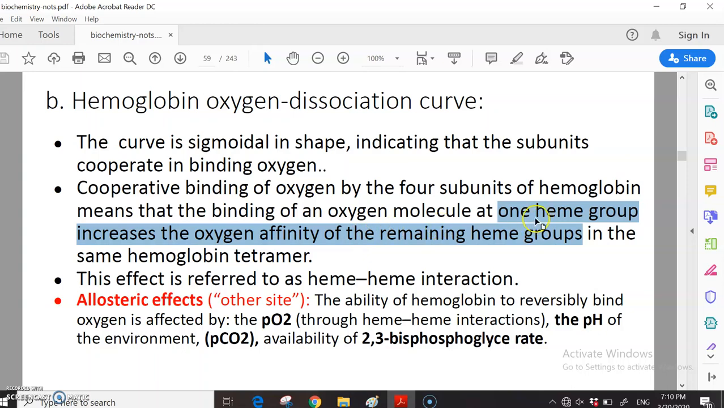We will find that the first oxygen molecule increases affinity. The second oxygen molecule bound to the second unit increases the affinity more and more. The third will increase the affinity nearly up to 300%, speeding up the binding of hemoglobin to the oxygen molecules. This effect is referred to as heme-heme interaction, as we will see in the coming slides.